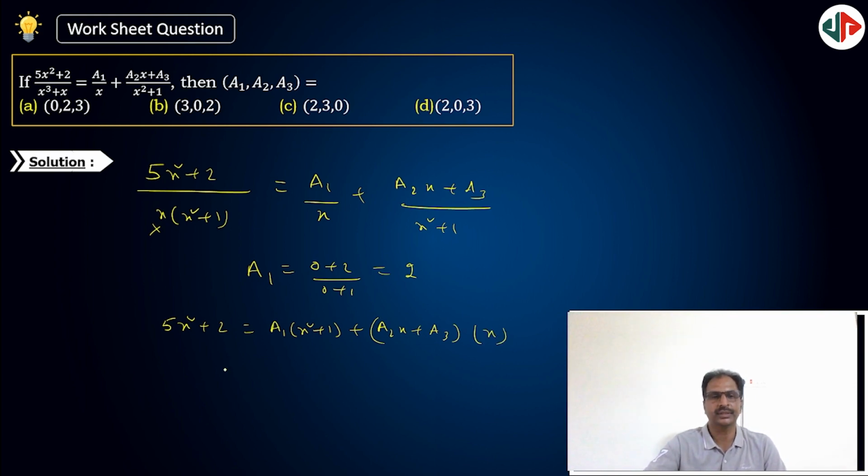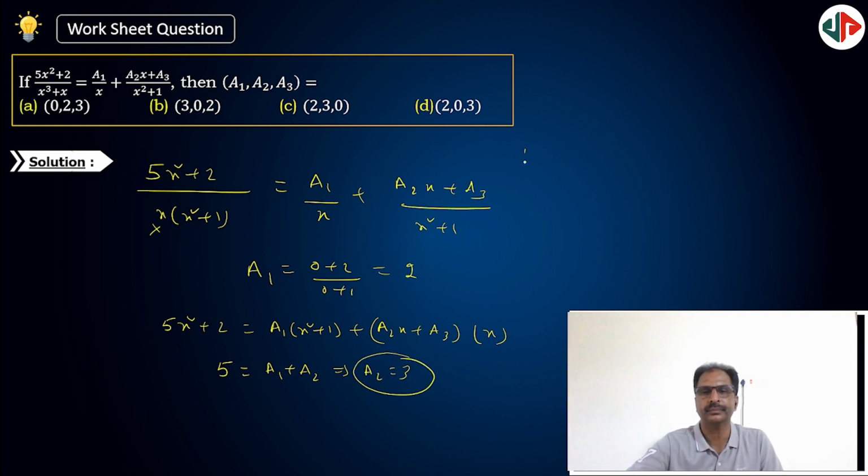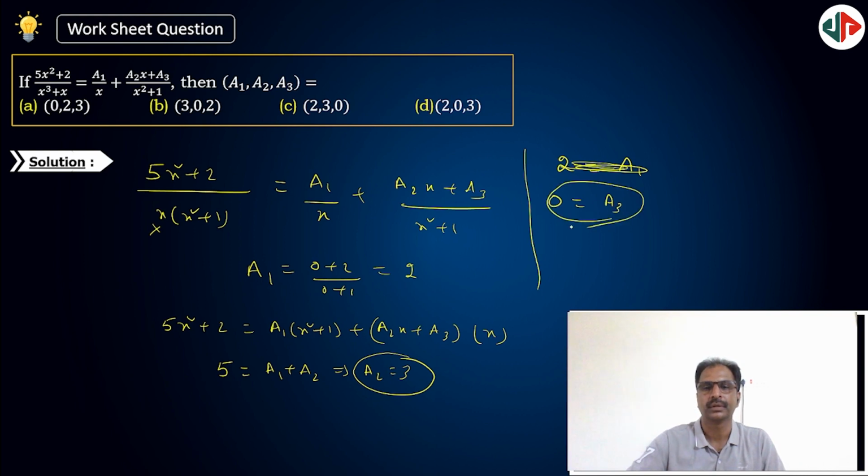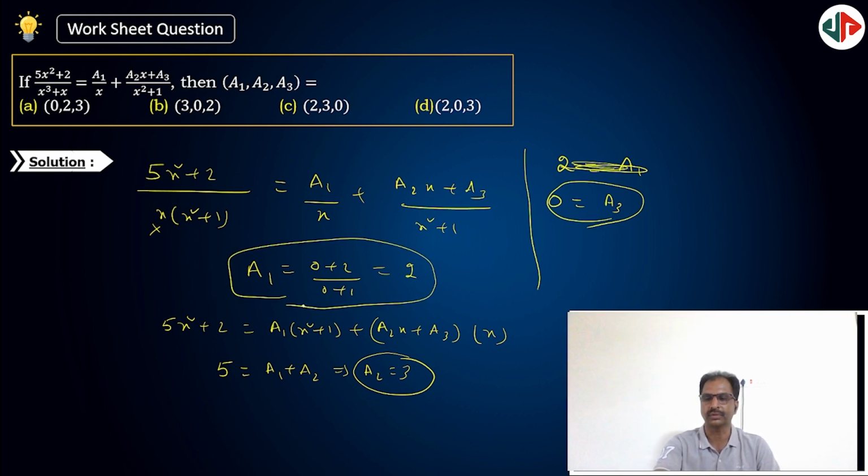Now comparing x square coefficients on both sides, 5 is equal to a1 plus a2. a1 is already 2, so a2 will be 3. Next, we require a3. Comparing constants on both sides, left hand side is 2, right hand side a1 into 1. Comparing x coefficients on both sides, left hand side 0, right hand side will be only a3 x coefficient. So a3 is 0, a1 is 2, a2 is 3. 2, 3, 0, option C.